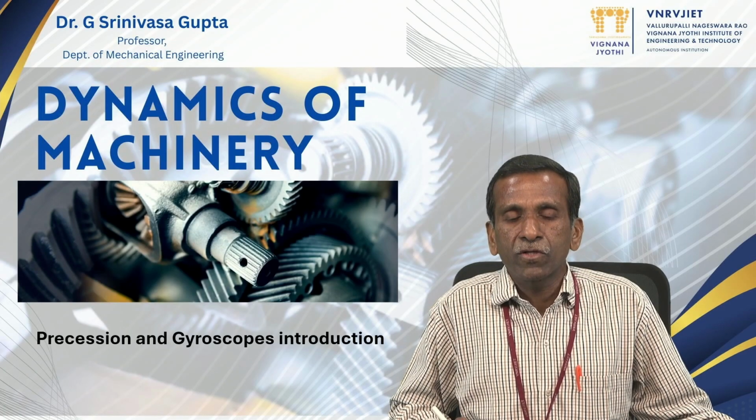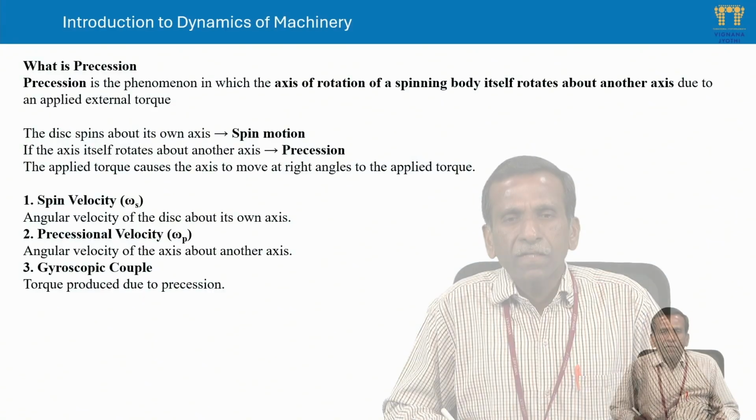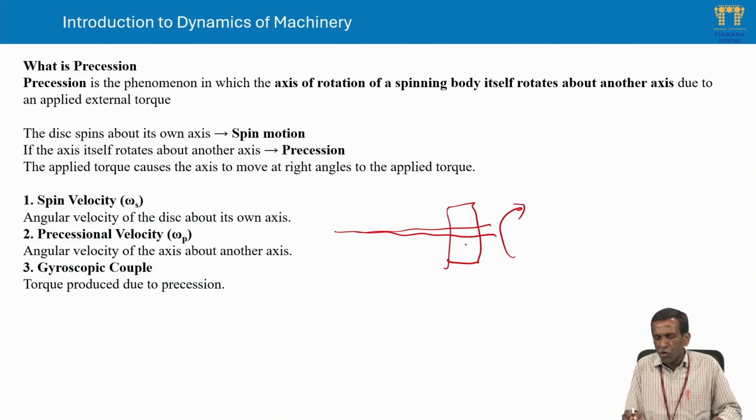Hi guys, today we are going to discuss precession and the importance of gyroscopes. Coming to precession, what is precession? Precession is the phenomenon in which the axis of rotation of a spinning body changes. When a mass is mounted on an axis and rotates, the axis on which this mass is mounted is the axis of the rotating body. It is called spinning, and the axis of the spinning body is called the axis of spin.